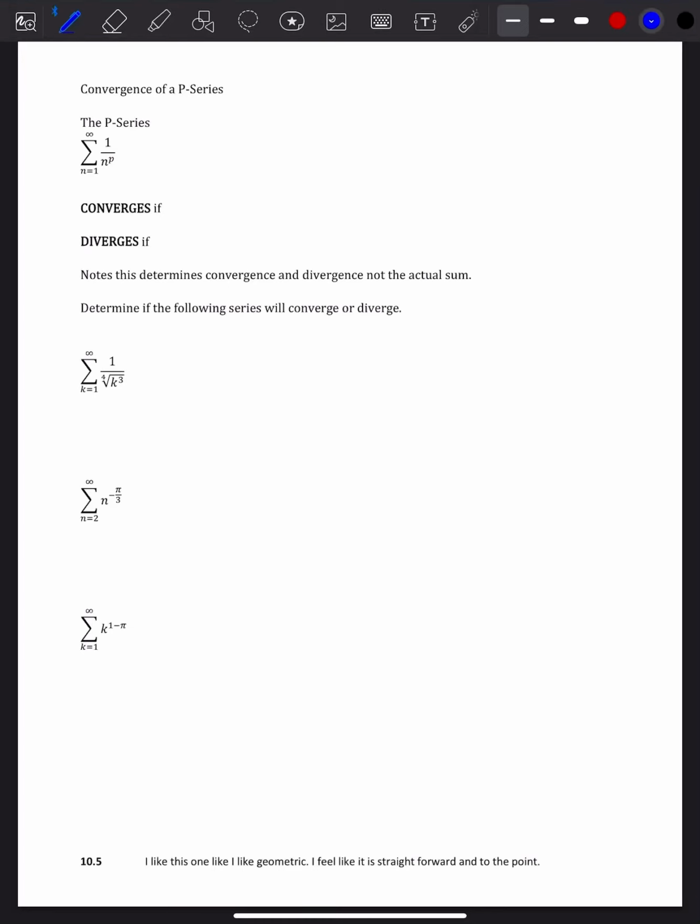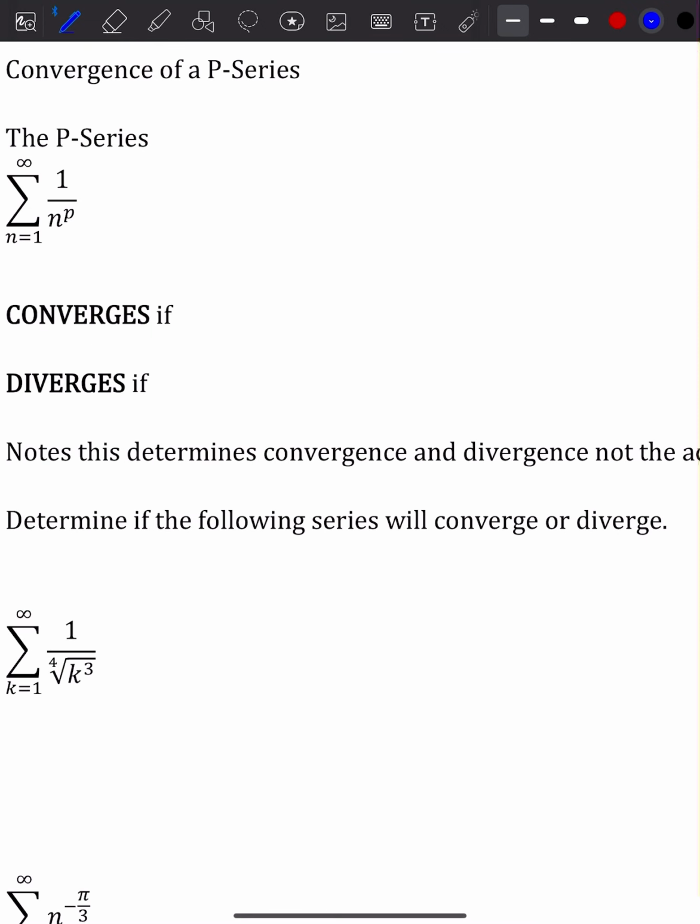Okay, so now that we know how to identify a p-series, now we're going to decide if it converges or diverges. So one of the things that we want to do with p-series is that p-series converge and diverge kind of like a geometric series does. If it meets a certain requirement, then it works. If it doesn't, then it doesn't. So a p-series converges if p is greater than 1.